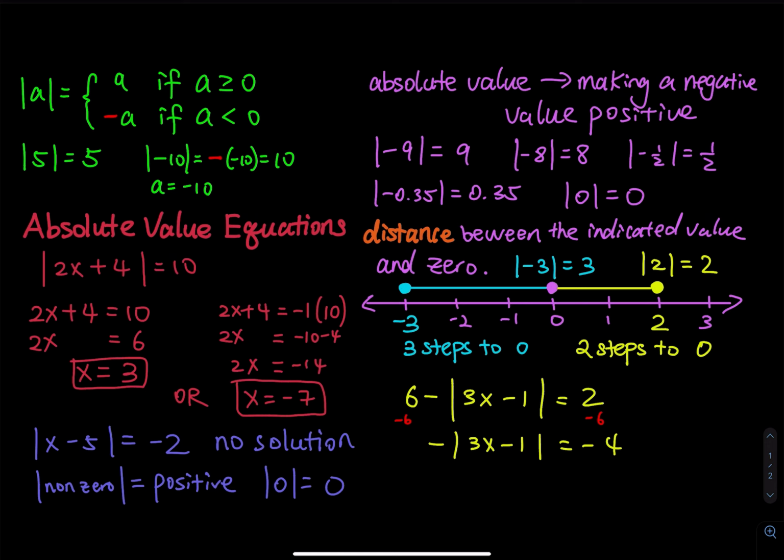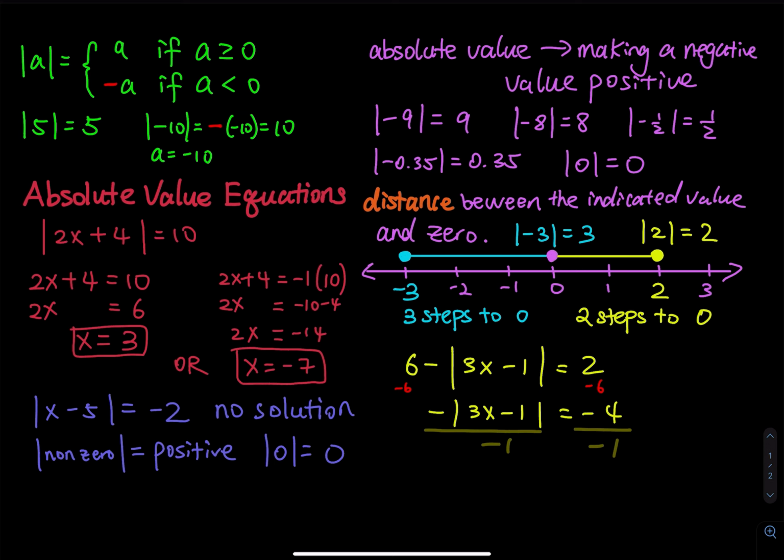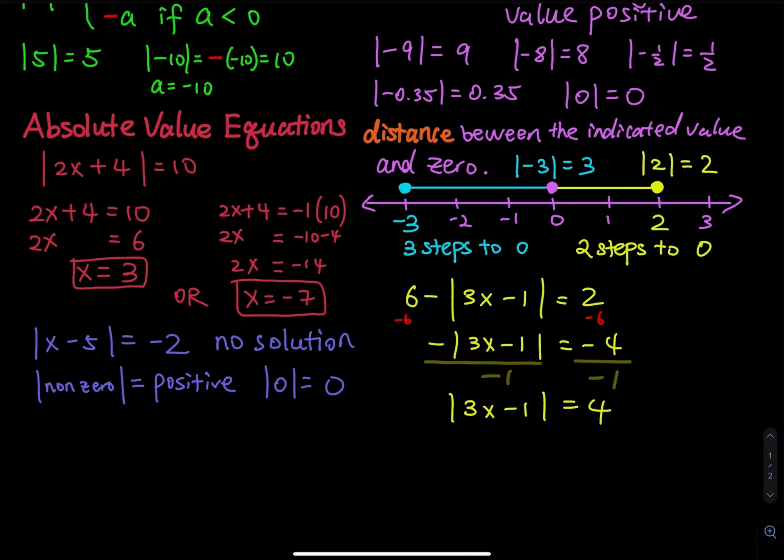And then you say, okay, no. Absolute value can never be negative. This one has no solution. But don't forget that there is a minus in front of that. This minus means a negative. Once you divide by negative 1 on both sides, the negative in front of the absolute value will be gone. So you have the absolute value of 3x minus 1 equals positive 4. Positive, so now we can continue.